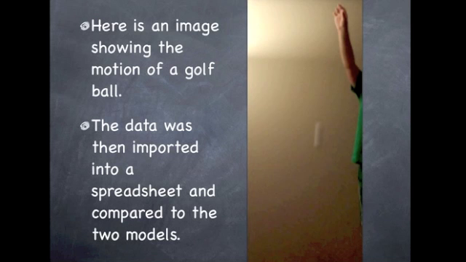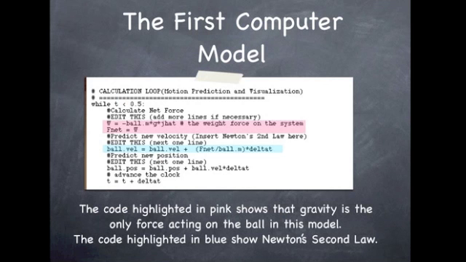Here's an image showing the motion of the golf ball. The data was then imported into a spreadsheet and compared to the two models. The first computer model. The code highlighted in pink shows that gravity is the only force acting on the ball in this model. And this can be seen because F net is equal to W, where W is the weight. The code highlighted in blue shows Newton's second law.